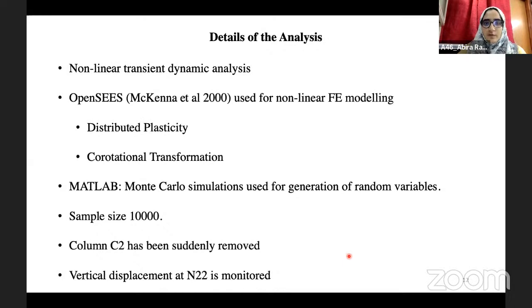OpenSees is an open source software that has been used for FE modeling. To model the material nonlinearity, distributed plasticity elements have been used, and to model geometric nonlinearity, co-rotational transformation has been used. MATLAB has been used to simulate the random variables, and a total sample size of 10,000 has been used, and MATLAB and OpenSees together have been used to run the simulations. Column C2 has been suddenly removed, and we are monitoring the displacement at node 22.